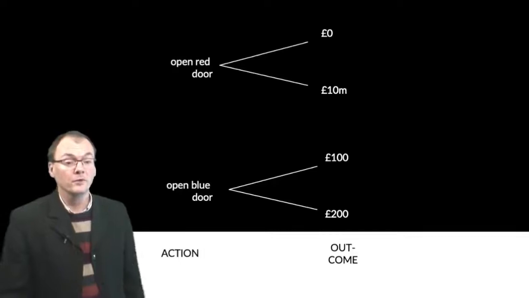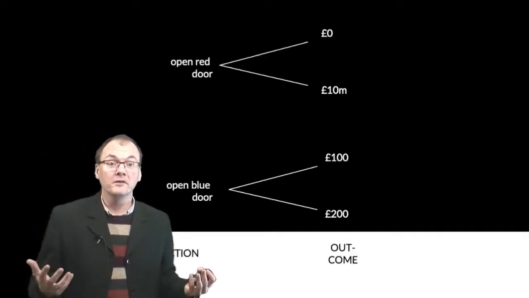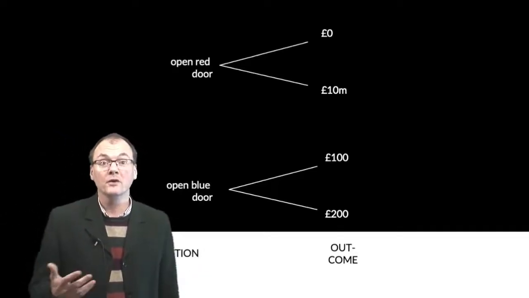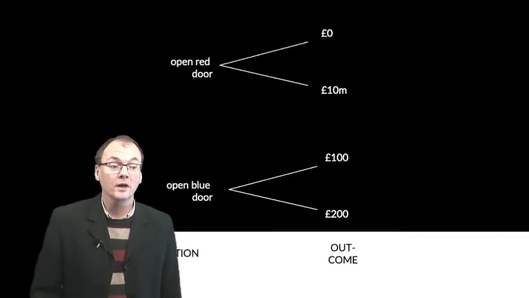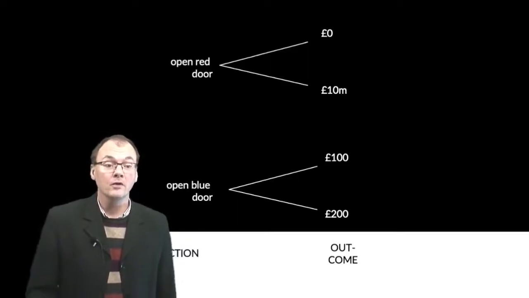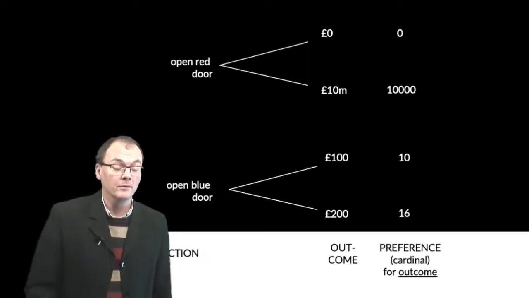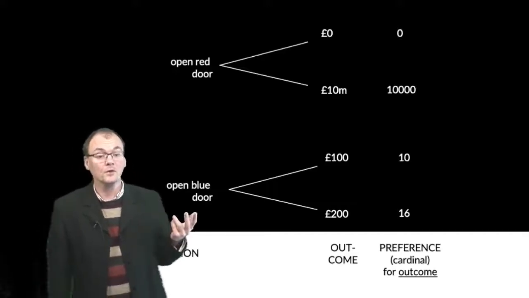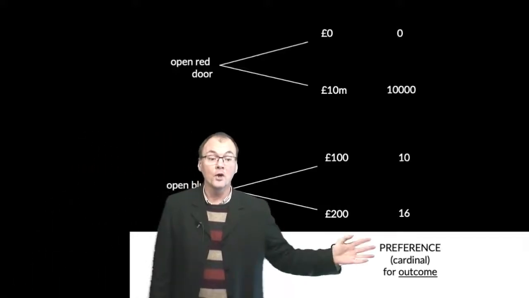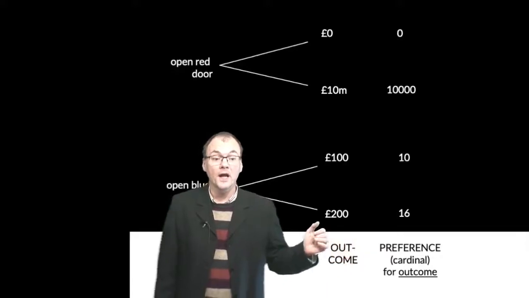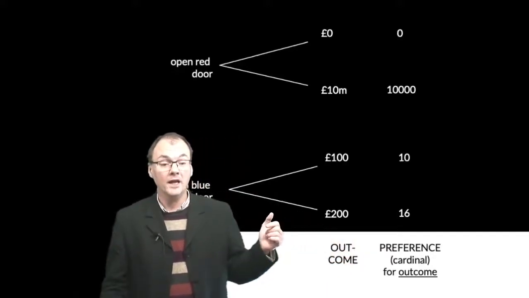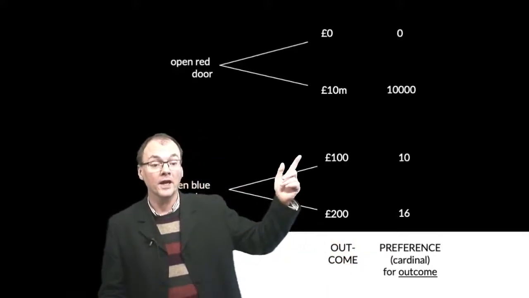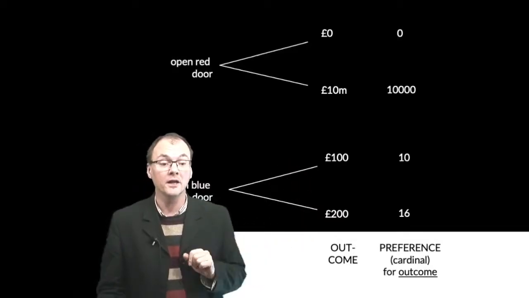Now if I ask you at this point which door are you going to open, it's kind of hard to make any sense of this because I've got no idea and you've got no idea what kind of probabilities might be involved and what kind of values there might be. So the first thing we need then is to work out what your preferences are. And it should be clear that you don't necessarily have preferences which scale linearly with money.